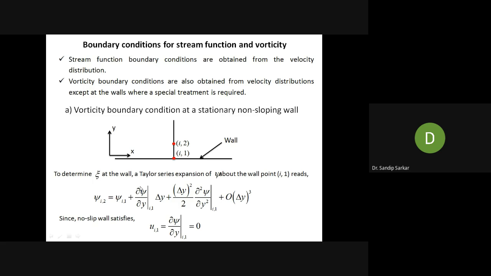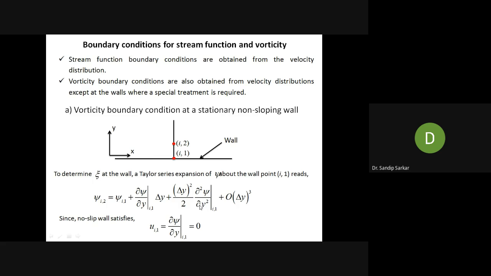Is that clear? Okay, already you know. Because the distance between I1 and I2 points is delta y, psi I2 can be written as psi I1 plus del psi del y at I1 delta y plus delta y square by factorial 2 del 2 psi by del y square at I1 plus order of delta y cube. This is the Taylor series expansion. So what we are doing is writing a Taylor series expansion of point I2 about point I1.